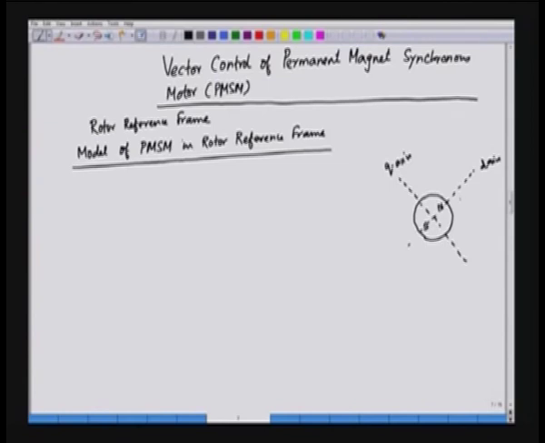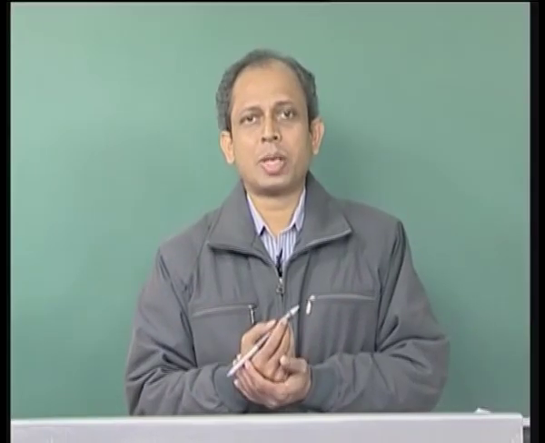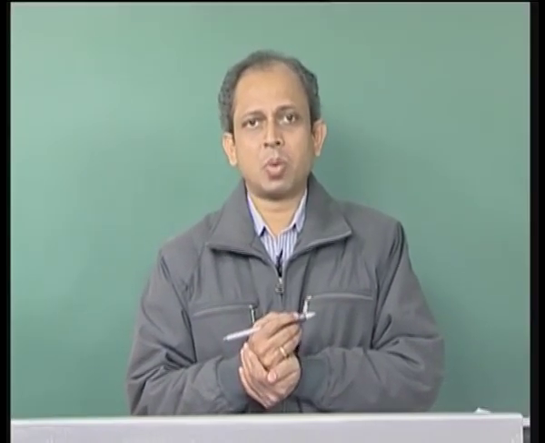So, we have the d axis winding here and we have the q axis winding here. The rotor in this case is a permanent magnet. We have a north pole and we have a south pole, and in the rotor we do not have any winding, and since we do not have any winding in the rotor, we cannot write equation for the rotor. So, we will only write down the equation for the stator.